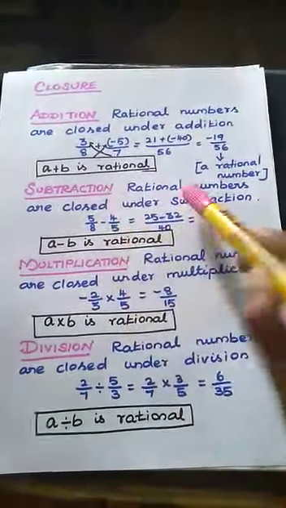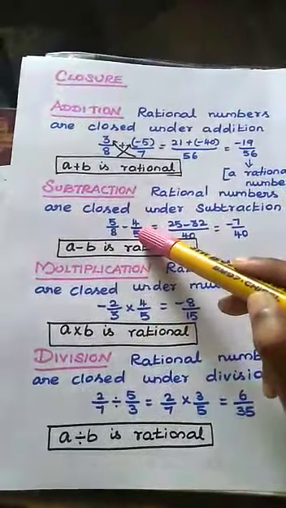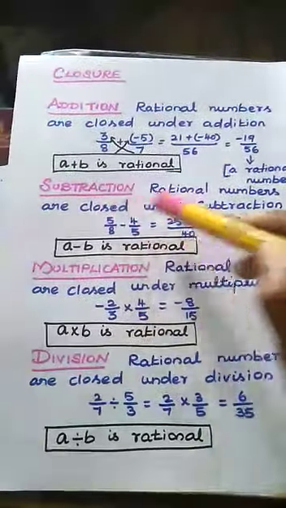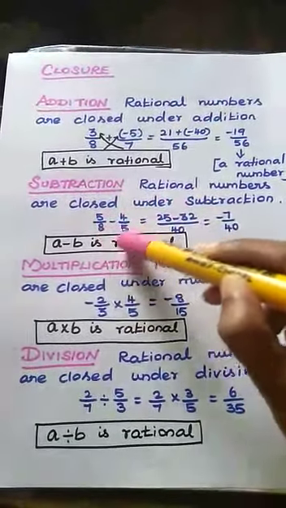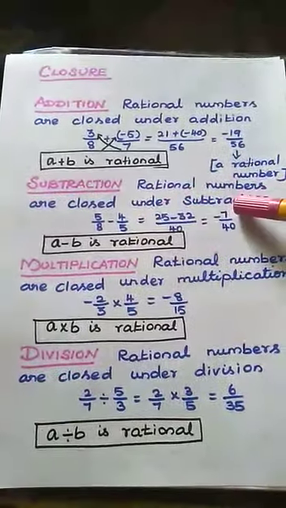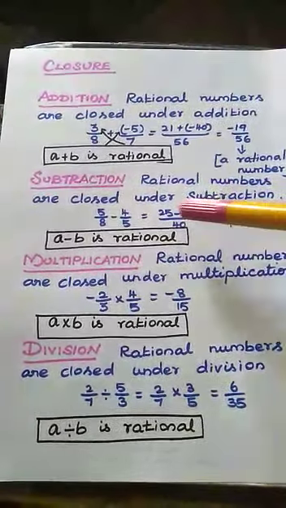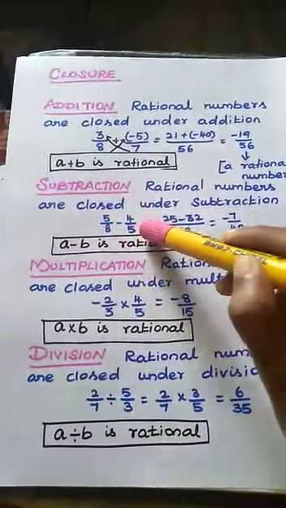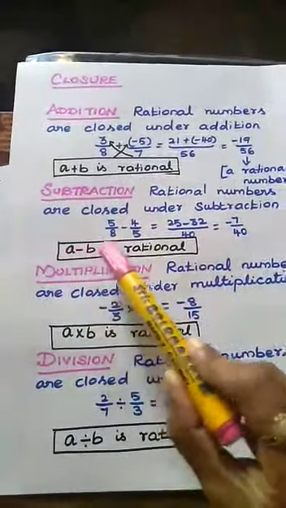Next, subtraction. Rational numbers are closed under subtraction. 5 by 8 is one rational number, 4 by 5 is another. Subtract the values, using the cross multiplication method again. 5 into 5 is 25, 8 into 4 is 32. Put a negative symbol in the middle. 8 5s are 40. What is the answer? 25 minus 32, different symbols, so subtract the values and put the greater number's symbol. So the answer is minus 7 by 40. Here we have to use LCM also. Different denominator values are given, so we can't add or subtract the values directly. So use the cross multiplication method or find the LCM. So a minus b is rational.